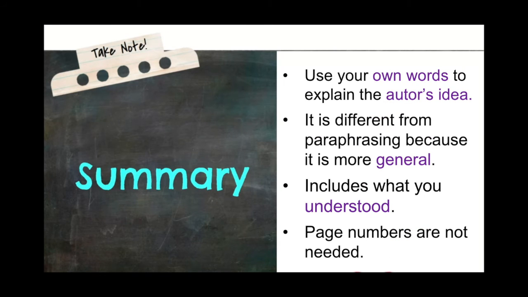And then the last way is to summarize. You're going to use your own words to explain the author's idea. This is different from paraphrasing because it is more general. You're talking about the whole passage and the whole text. And you're also including what you understood. Okay, paraphrasing is only the author's ideas and opinions. When you summarize, you can include what you understood from the author. And you don't really need page numbers when you summarize. You do need page numbers for when you're quoting and for when you're paraphrasing.